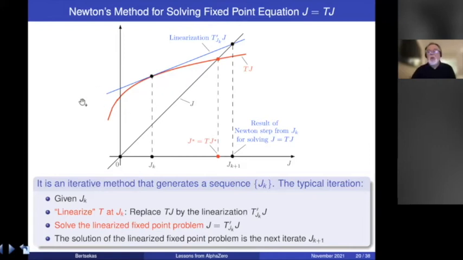And it's pretty similar to one of the things I showed you earlier for online play and for one-step look ahead. So Jk, linearization, solve the linearized problem, Jk+1. Then linearize at this point, solve the linearized problem, obtain Jk+2, and so on. And you can see that this process can be very fast, indeed quadratic, under the right conditions. I've shown here T to be differentiable, but we will relax this assumption in what follows. So this is generic Newton's method.